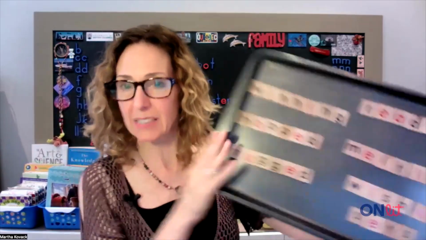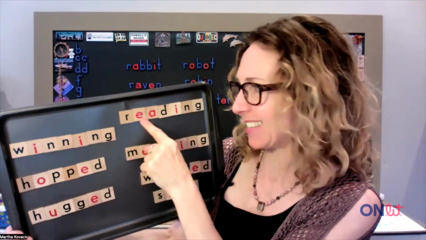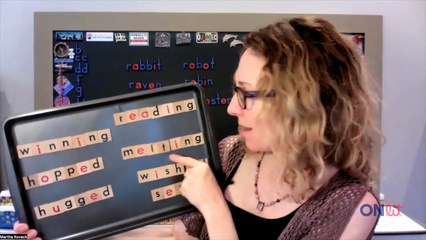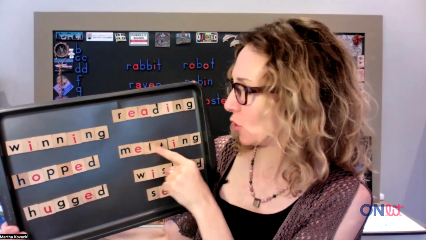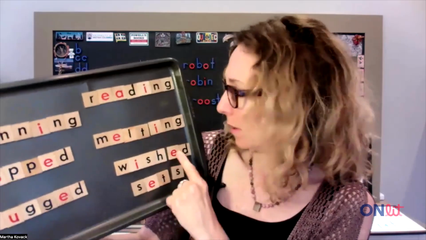When don't we use this rule? Well, come on over to this side. You tell me, why do we not double the D? Because the EA is not 1 vowel, it's 2. And why not in melting? Because the LT is 2 letters here, not just 1. And same with wished. And why not sets? Why don't we double the T? Don't forget, your suffix has to start with a vowel.